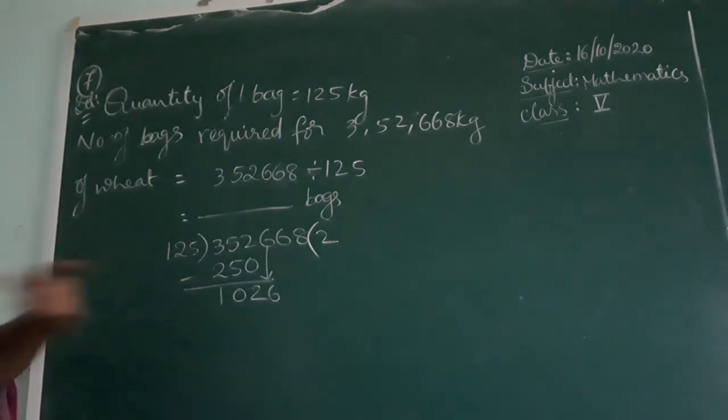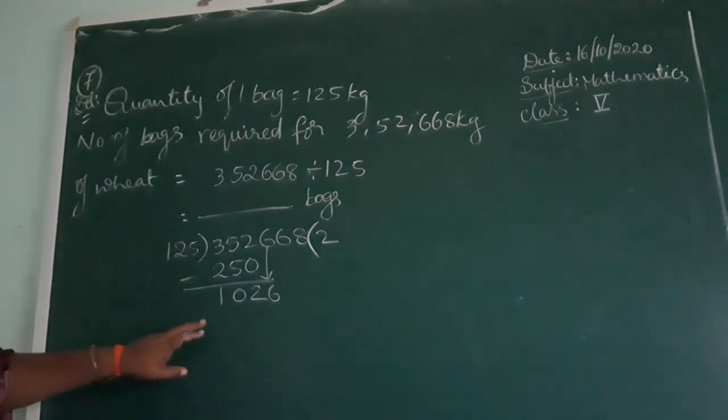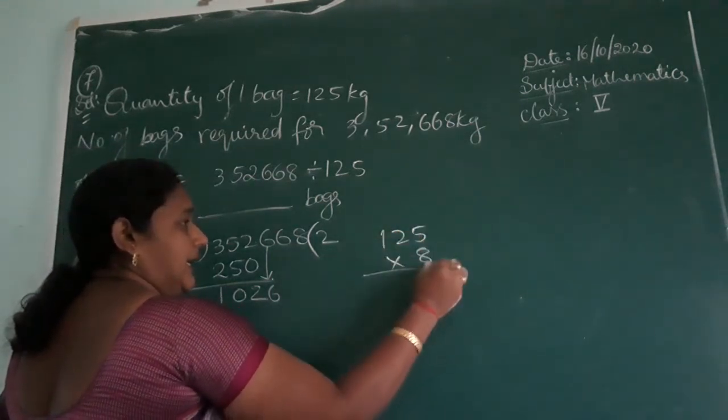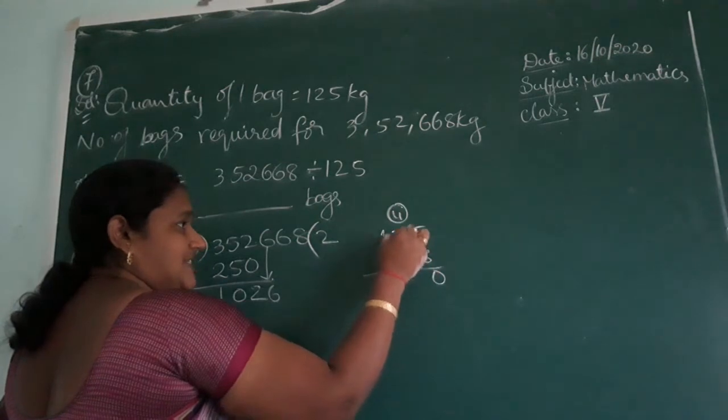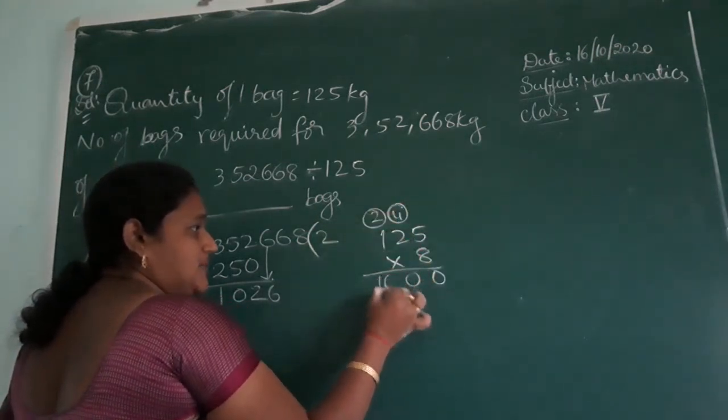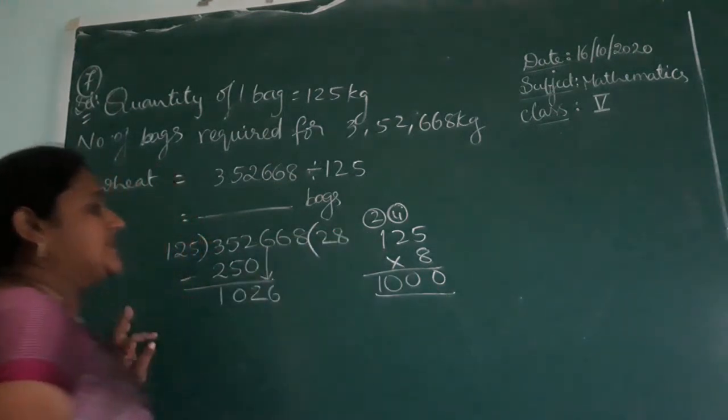125 2's are 250. 250 means 100, so to get 1000 we have to add 4 times. That means 125 times 8. 8 5's are 40. 8 2's are 16 plus 4 is 20. 8 1's are 8, 8 plus 2 is 10. So 8 times 1000.